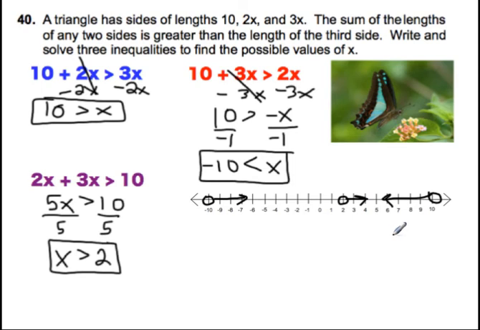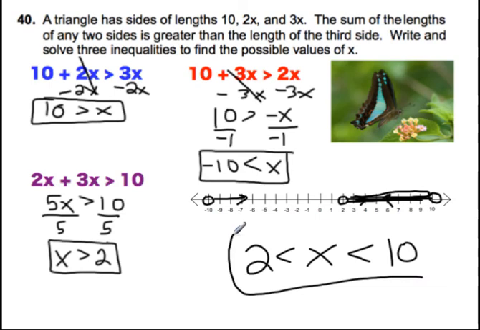Now what you need to do is look at all three of those inequalities and think about where they meet. They actually only meet in this section right here. So if we write that as a compound inequality, it would be x is between +2 and +10. So that would be our answer for number 40.